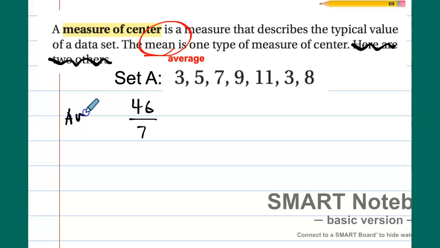It would just say mean. And then just go ahead and divide. How much will that be? When you divide 46 by 7, you end up with 6.571 and so on.